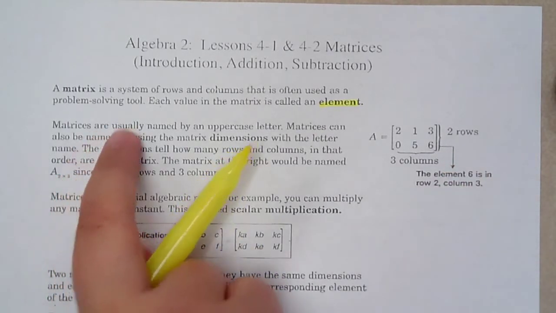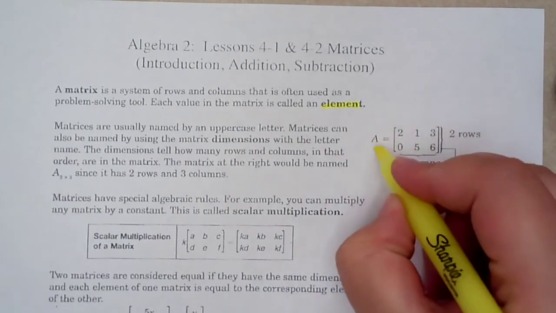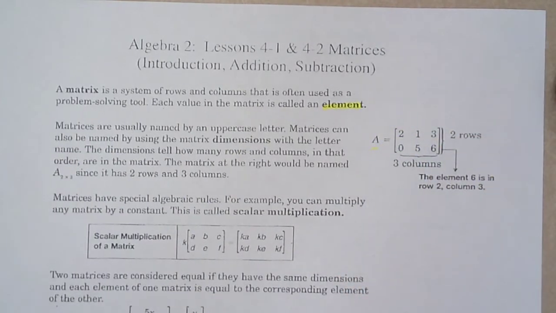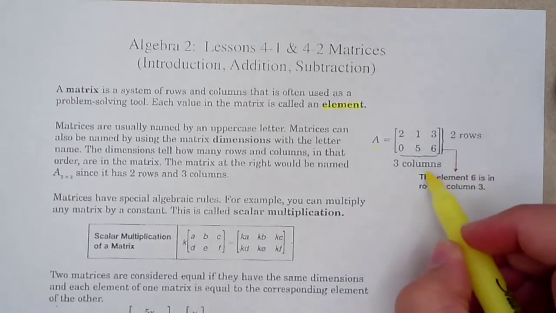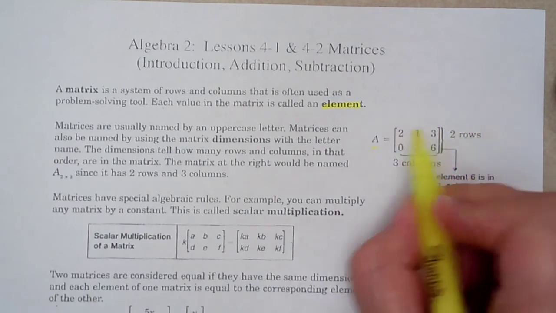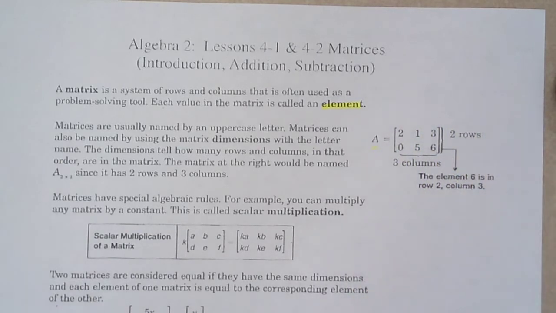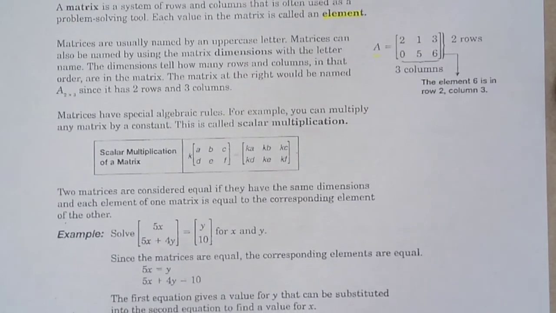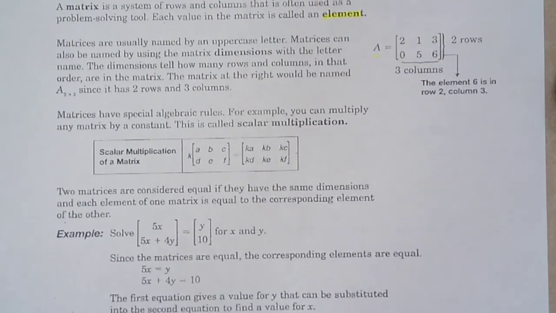Matrices, plural, are usually named by an uppercase letter, seen right here. Matrices can also be named by using the matrix dimensions with the letter name. The dimensions tell how many rows and columns, in that order, are in the matrix. The matrix at right would be named A 2 by 3 since it has two rows. Rows go across and columns go up and down. Think of the Colosseum, those nice tall standing columns.